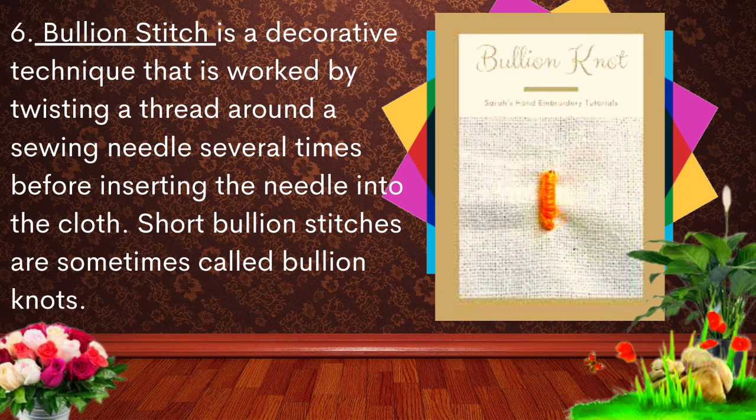Number 6 is bullion stitch. It is a decorative technique that is worked by twisting a thread around a sewing needle several times before inserting the needle into the cloth. Short bullion stitches are sometimes called bullion knots.